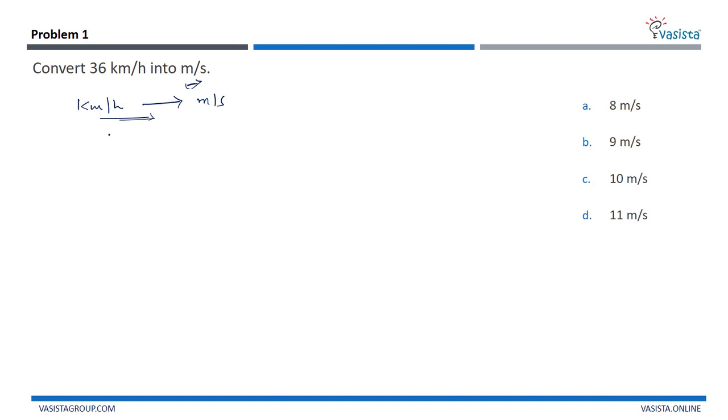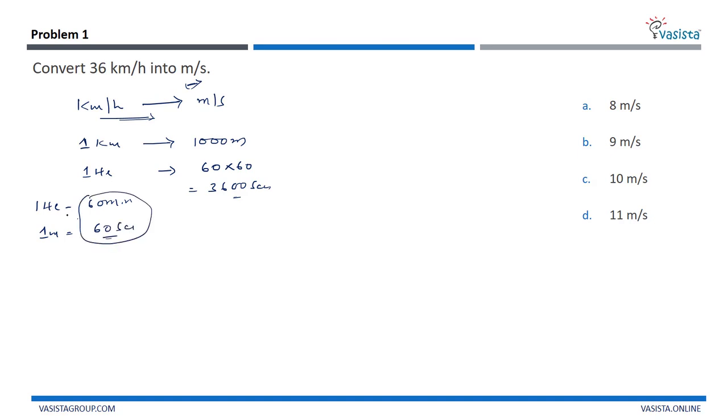To convert that, first of all, we should know: for 1 kilometer, how many meters? That is 1000 meters. For 1 hour, how many seconds? That is 60 into 60, which is 3600 seconds. 1 hour is equal to 60 minutes and 1 minute is equal to 60 seconds, so we multiply these two to get seconds per hour.